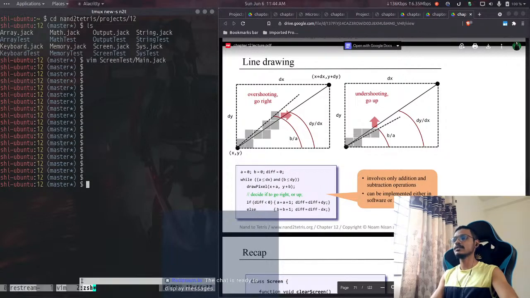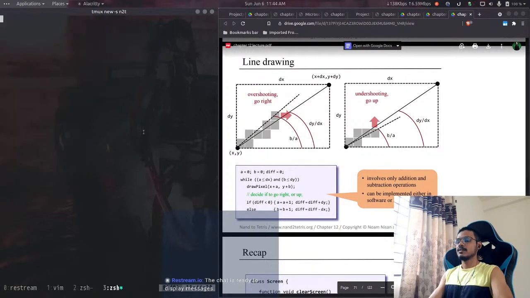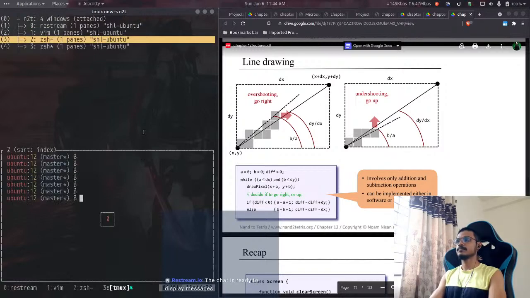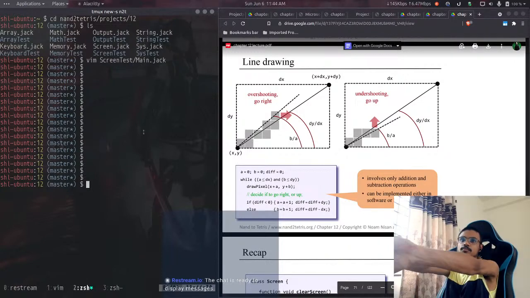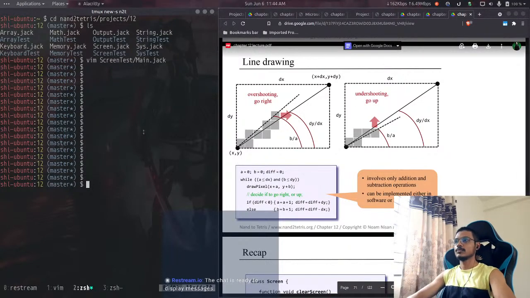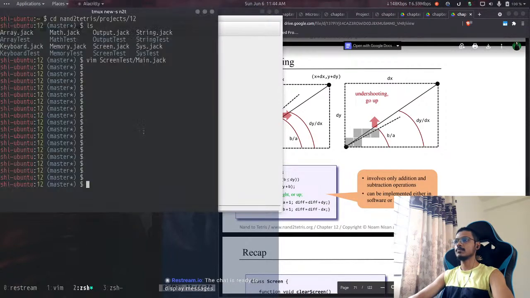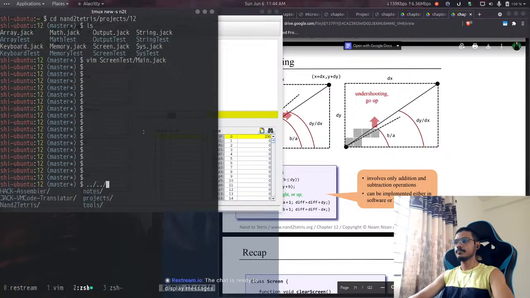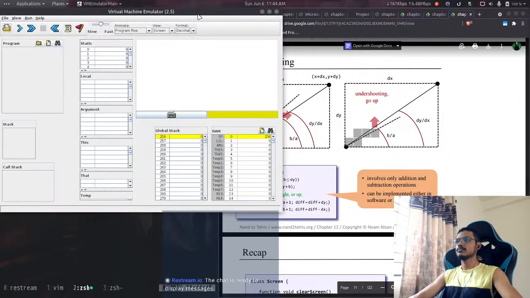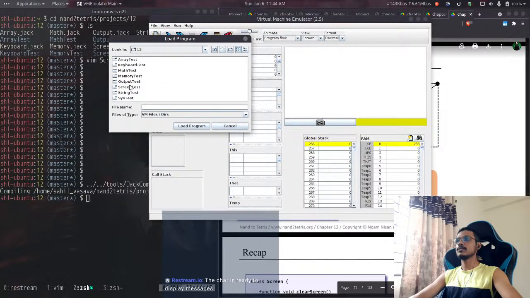Yeah, ZSS. Okay, now I need to open the VM emulator, which should be inside Nand2Tetris tools. Okay, before I do that, I need to recompile the program. Memory.jack compiler, and we pass screen test. Okay, let's see if it runs or not.